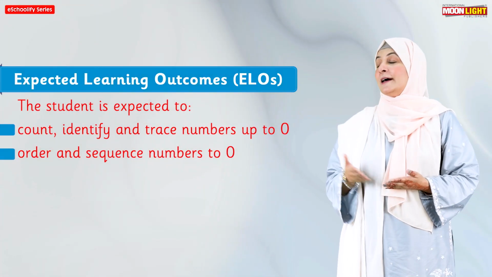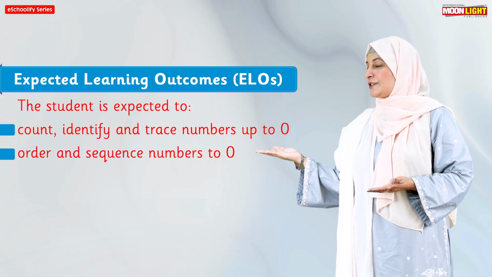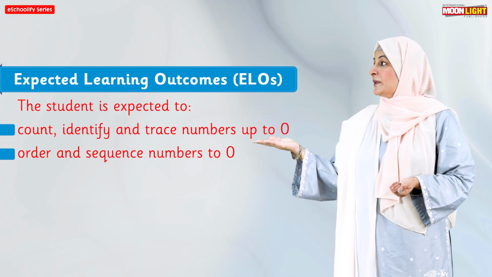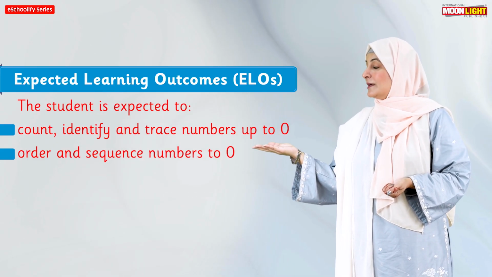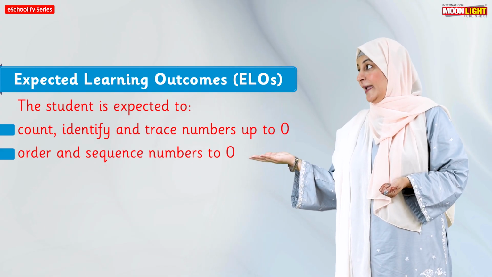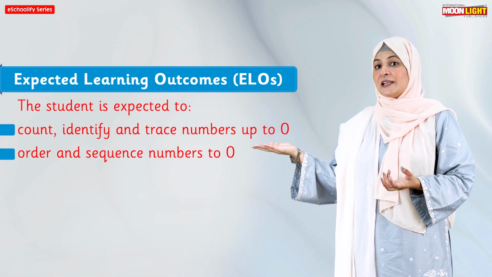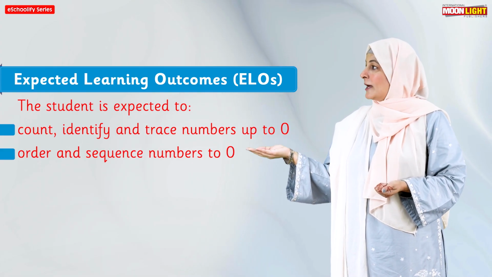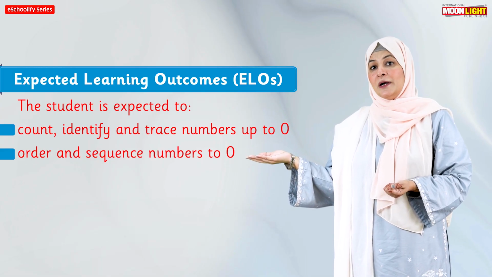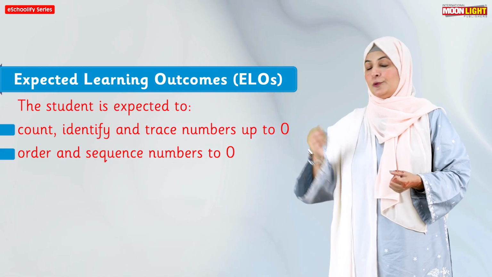So, what are the expected learning outcomes of number 0? The student is expected to count, identify, and trace numbers up to 0. Order and sequence numbers up to 0.